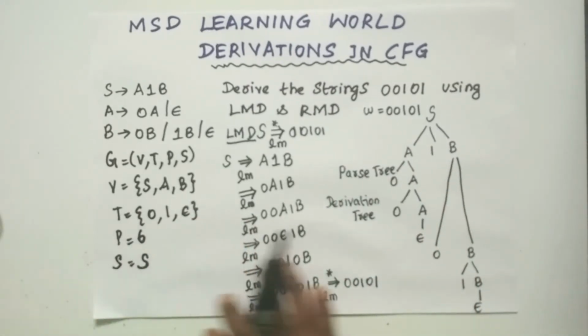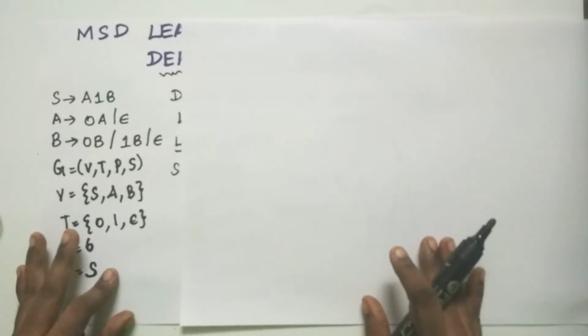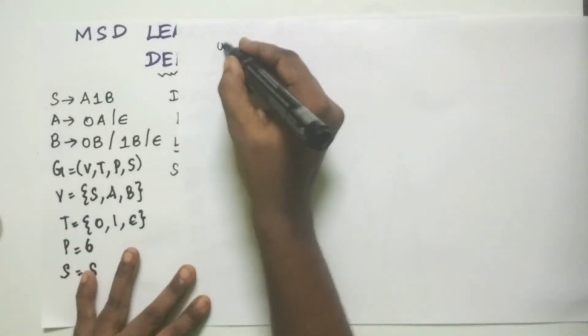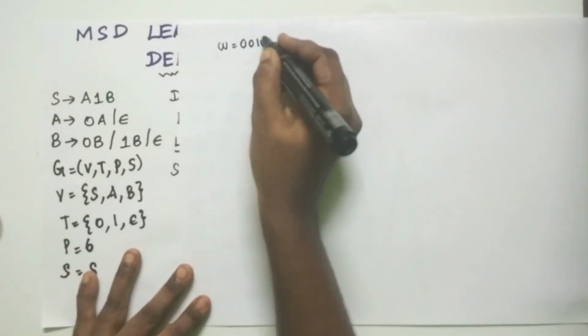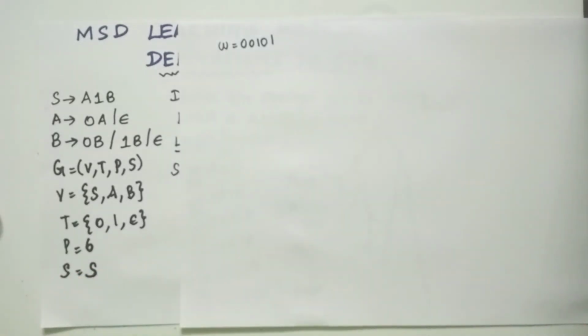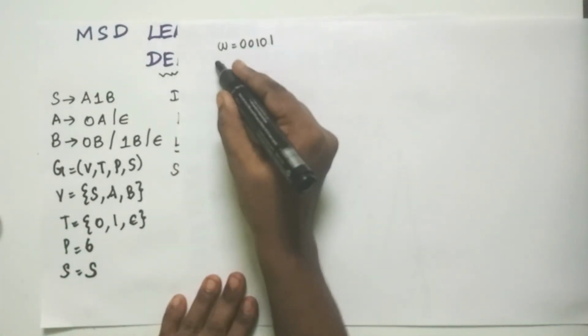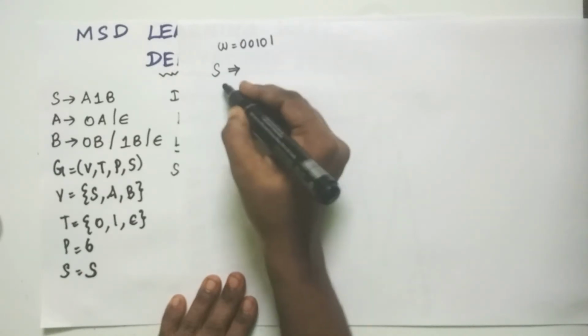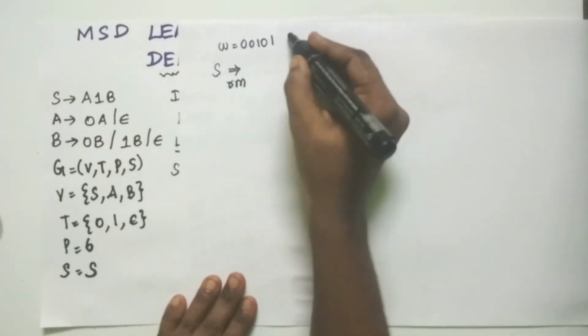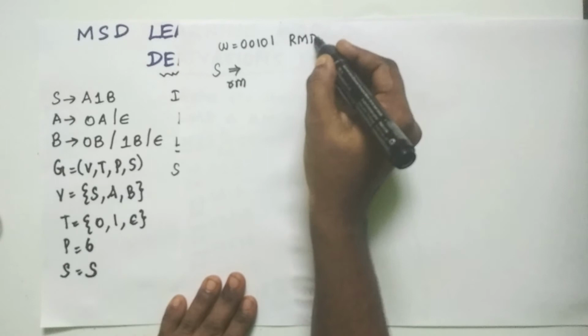So now for the same string, how can you make the rightmost derivation? How can you make the rightmost derivation for the same string W equal to 0, 0, 1, 0, 1? So here the rightmost non-terminal has to be replaced by the productions. So again you have to start with the starting symbol. So S derives, it is RM, a rightmost derivation. We are going to perform rightmost derivation.